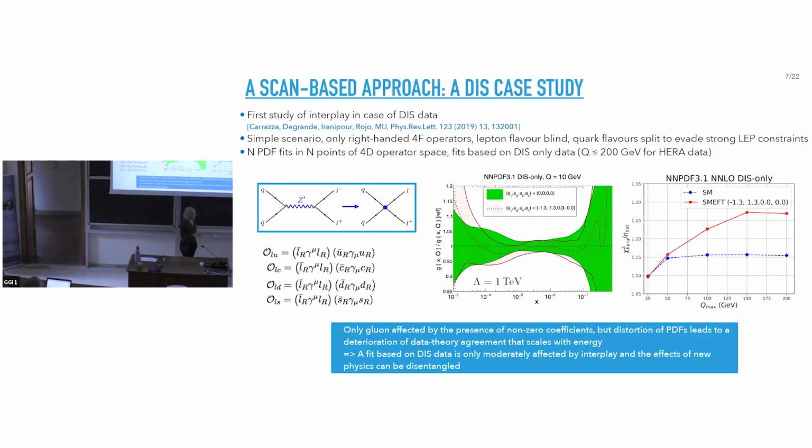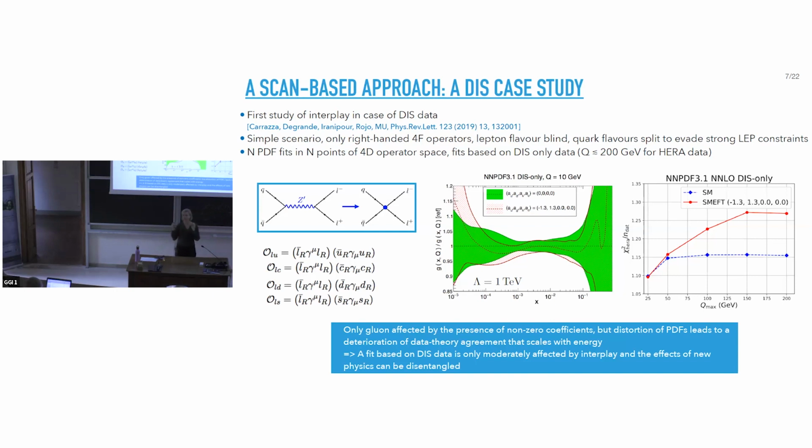Good. The first study that we did was four years ago with Céline Degrande and other collaborators, and it was a very simple scenario based on a simple and limited methodology. The idea was the following. Because our PDF fits rely a lot on DIS data, let's see what happens with DIS data, if there are some four-fermion operators that are already relevant at the few hundred GeV probed by the HERA data. We took only right-handed four-fermion operators, just four operators, which were lepton flavor blind, but we split the quark flavors to evade the LEP constraints. And we took a region in the Wilson coefficient space that was still allowed by LEP.